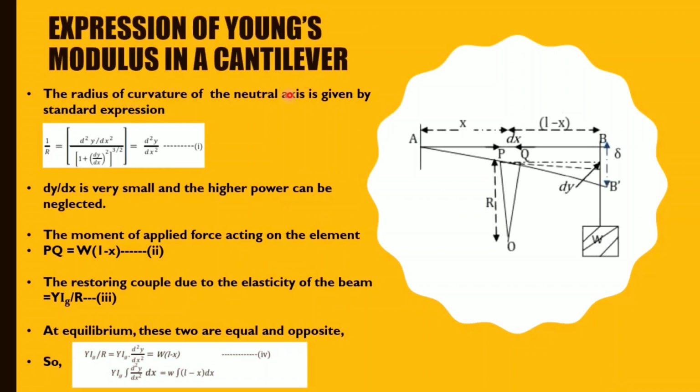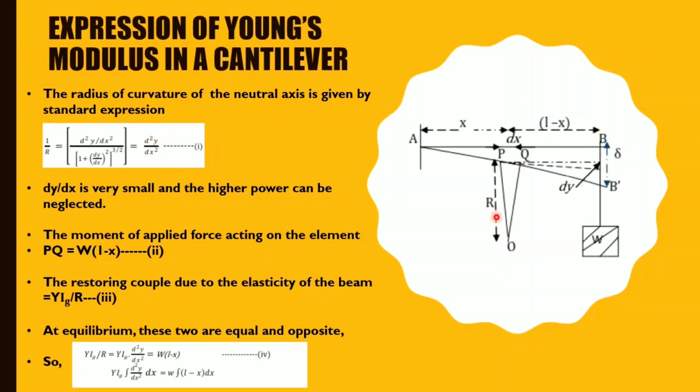The radius of curvature of the neutral axis is given by the equation 1 by r equal to d square y by dx square divided by [1 plus (dy by dx) square] to the power 3 by 2. When you solve this, you will get d square y by dx square, which will be our equation 1. So you need to remember that 1 by r equal to d square y by dx square. Now you need to know that dy by dx is very small and the higher powers can be neglected.